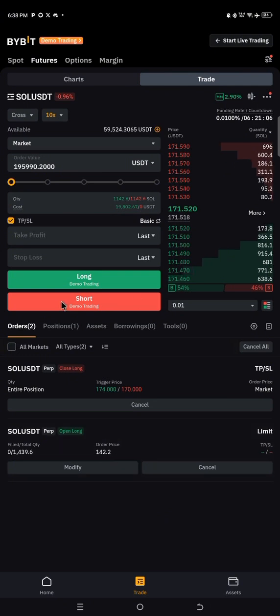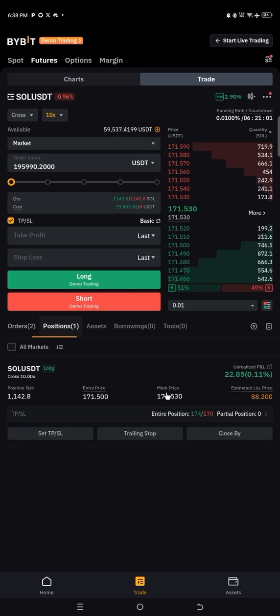But look at this one. This one has already been triggered and is trading currently. You can see there, right? It's giving us $22 now. Look at our liquidation price now. That means if the price of this particular Solana drops from $171 to 88, they will liquidate me.